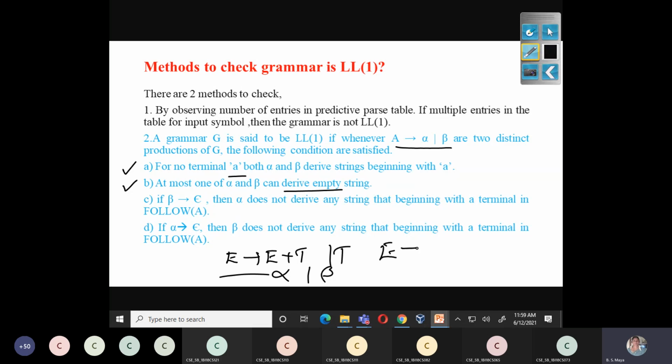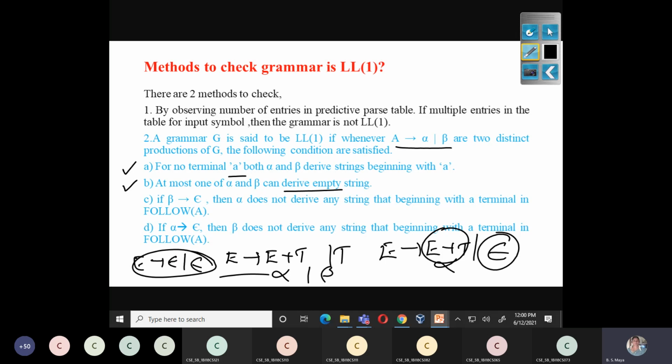For example, E derives E plus T or epsilon. Alpha is deriving the grammar and beta is deriving epsilon, the empty string. Then you can apply it. Sometimes both derive epsilon. If both productions derive epsilon, you are not able to apply this one. It can only be applied in the two-set condition. If the two sets are not able to distinguish, or any one of the strings is epsilon, then you can do it.